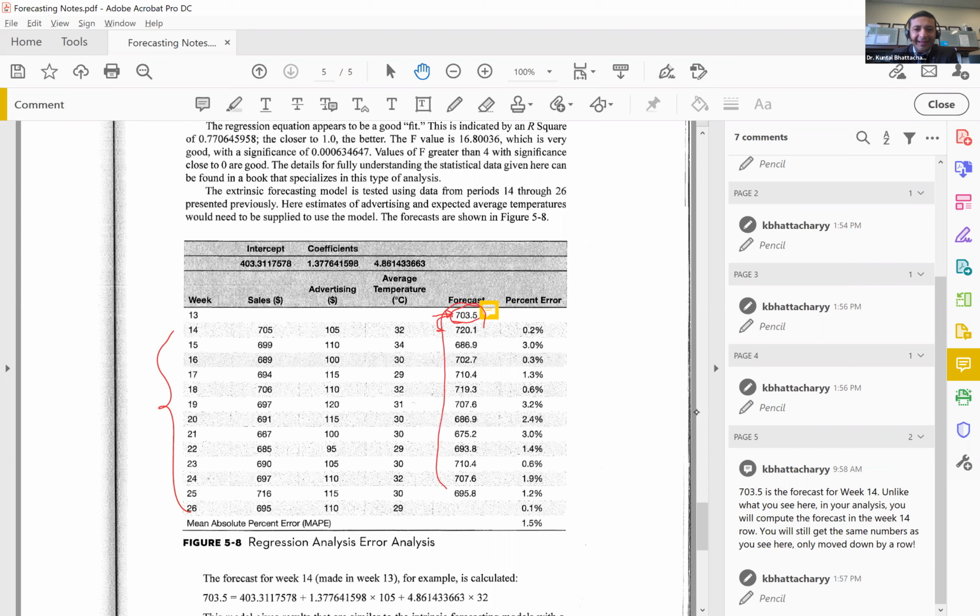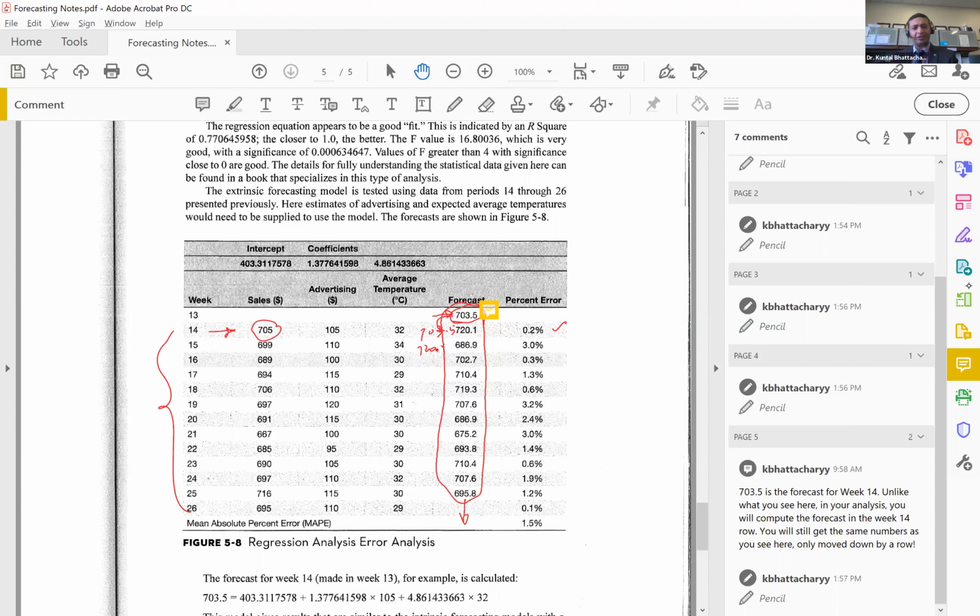So in essence, as you draw this, you will just move these values one row below, one row down, and everything else. These values are correct. It's essentially comparing that 703.5 with the 705. And so all you want to do is ensure that you plug in the right values. So for the 14th week, the 703.5 should show up here. This should be 703.5. The next one should be 720.1, and so on and so forth.